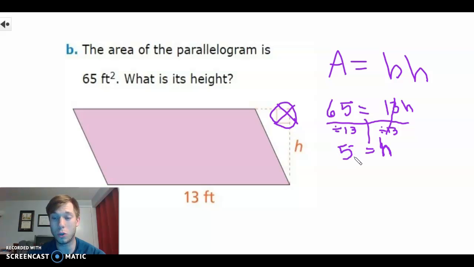And we would have to include our units. Well, we have area already, which was feet squared. We have our base, feet. We don't know our height. We have to use the same units for the height as the base. So it's going to be 5 feet.